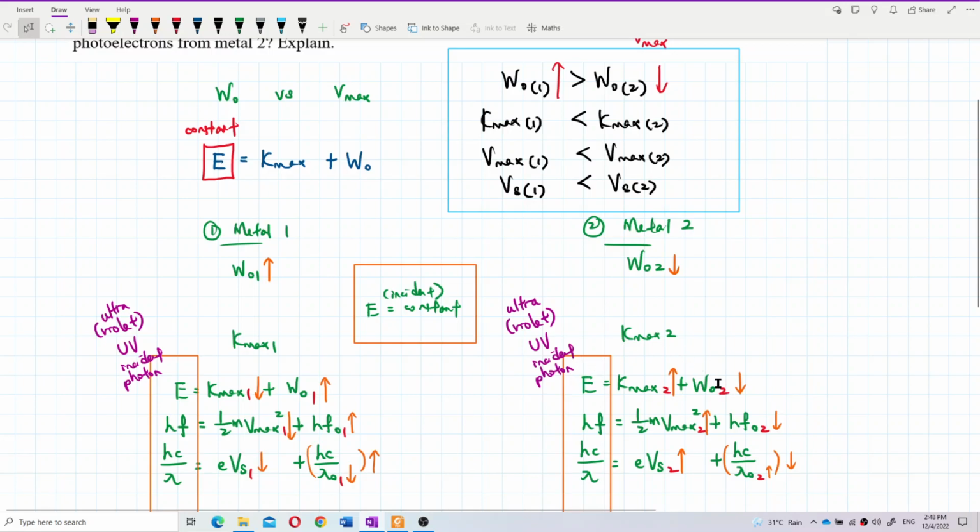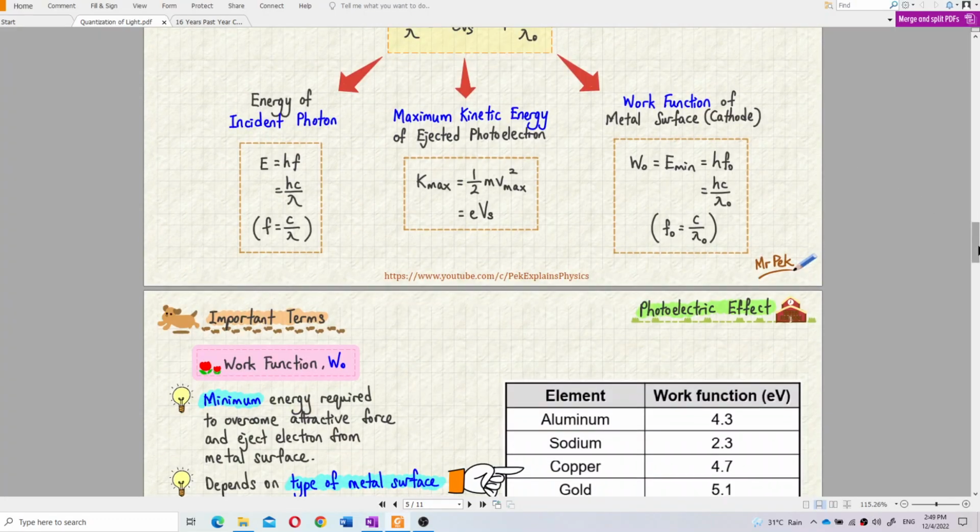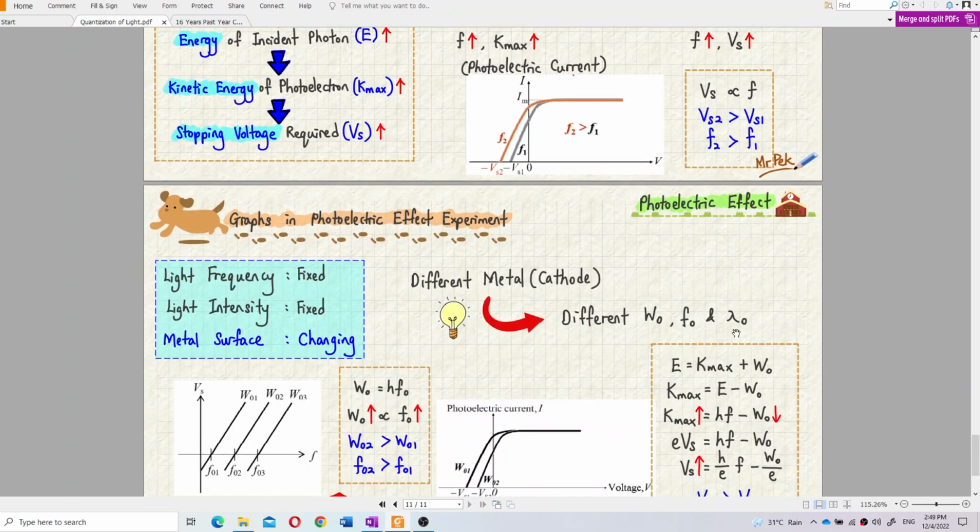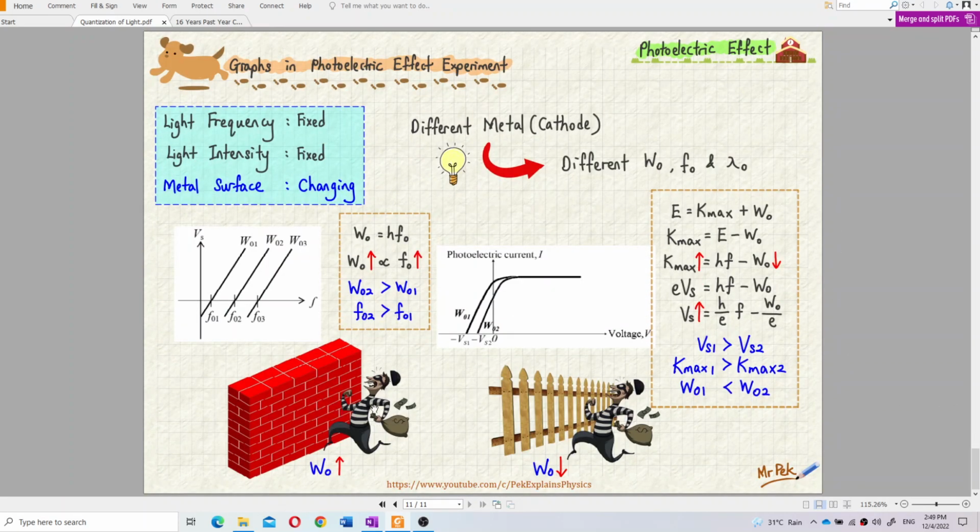Okay, so there's a lot of remaining energy as kinetic energy. So the kinetic energy of the electron ejected is very high. When the kinetic energy is very high, it has a high maximum speed, and you also need a very high stopping potential to stop the photoelectron. Understand? It's just like the example I taught you before in the lecture video.